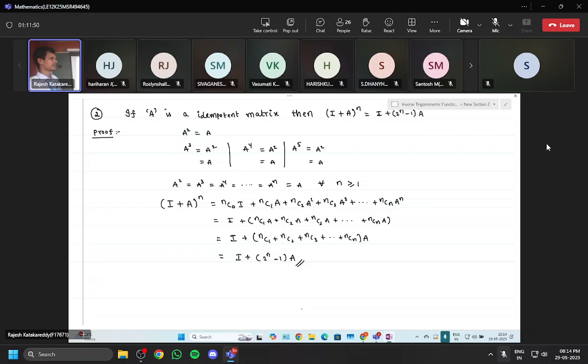180 factorial must be a big number. Copied? Any doubt in this? Anybody?